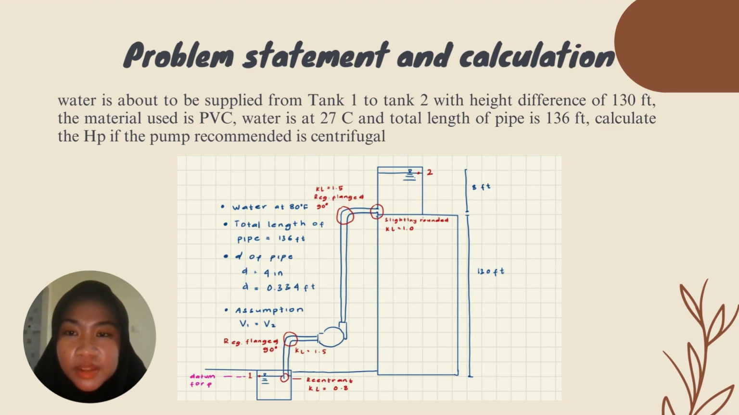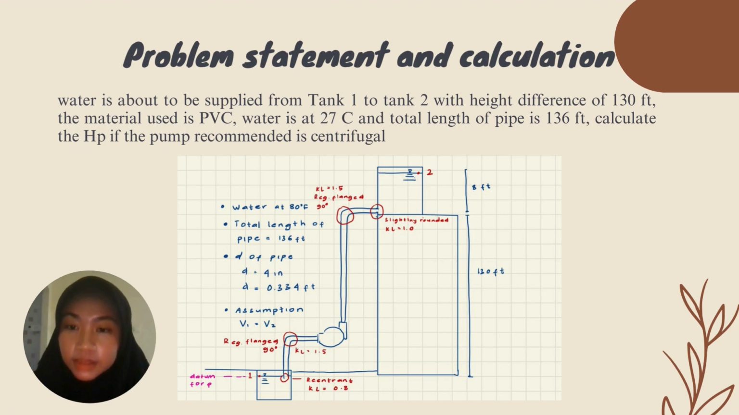So our problem is the water is about to be supplied from tank 1 to tank 2 with the height difference of 130 feet. The material used is PVC and water at 27 degrees C, and total length of pipe is 136 feet. So calculate the HP if the pump recommended is centrifugal.